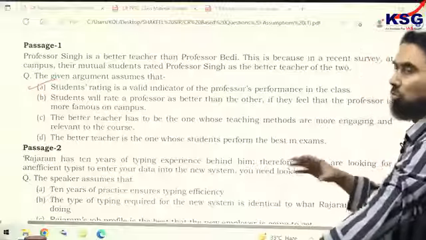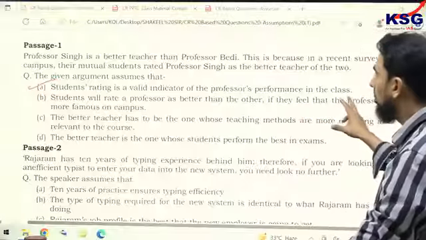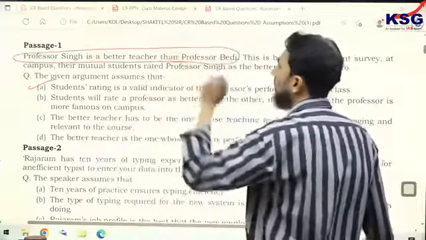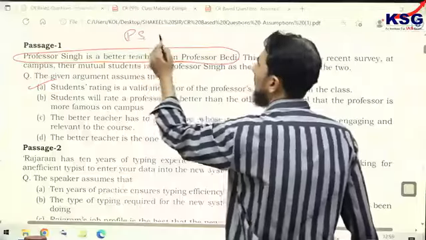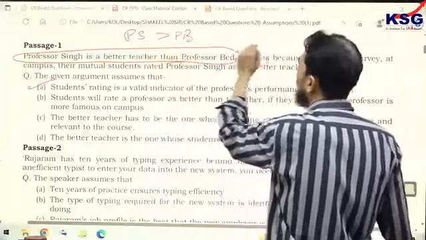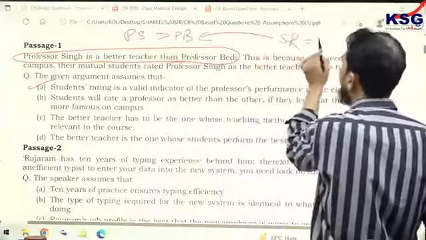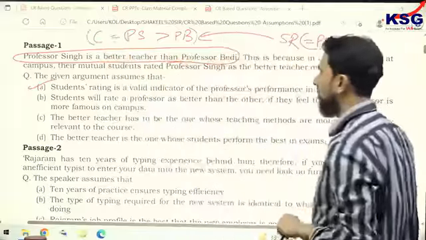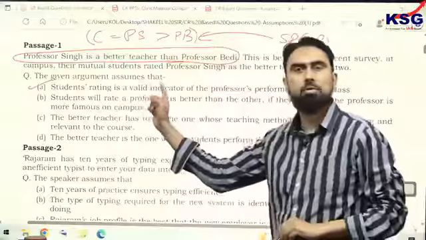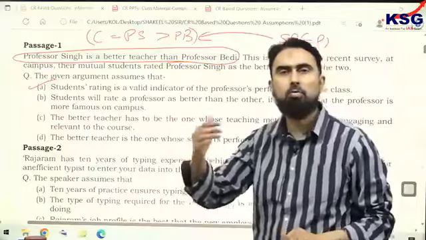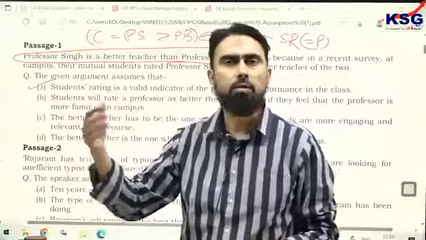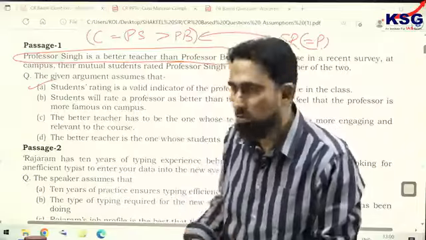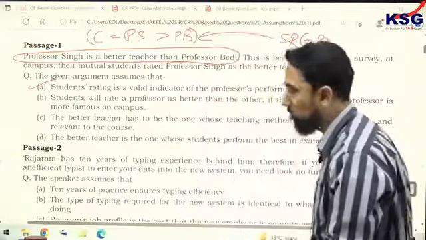Afterwards, you see, student rating is a valid indicator of the professor's performance because the author has said that Professor Singh is a better teacher than Professor Bedi, right? How? Because of the student rating. The student rating is the premise here, and the conclusion is Professor Singh is a better teacher than Professor Bedi. So it means the author believes in the student's rating. He finds it a valid indicator. Otherwise, why would he have established this point that Professor Singh is the better teacher than the other one, according to the student rating? So A is the best option.